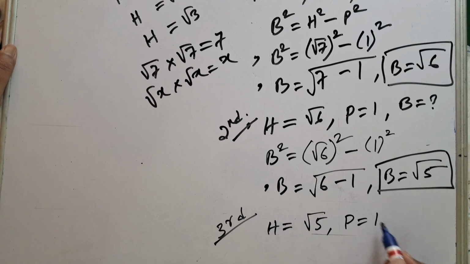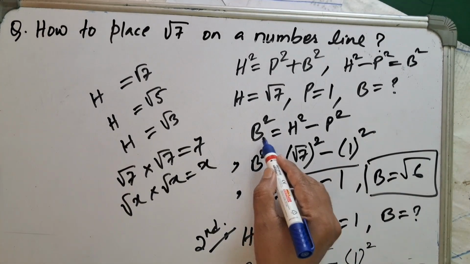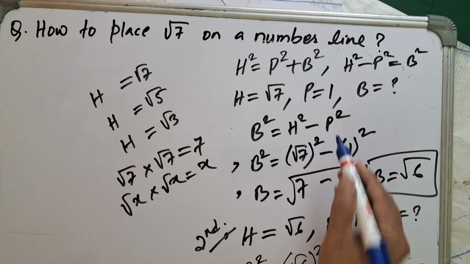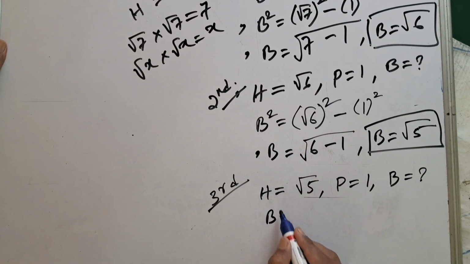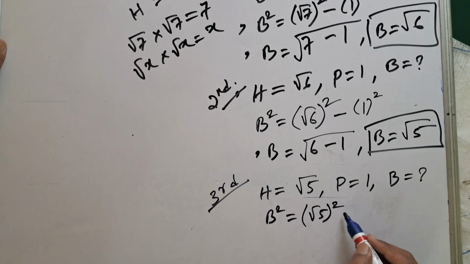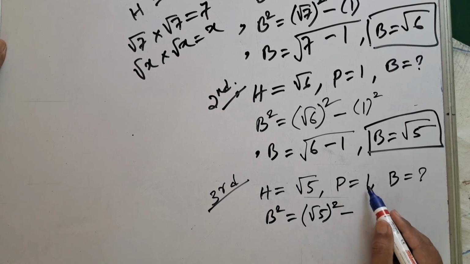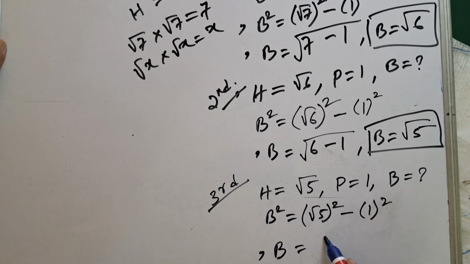Perpendicular is always 1. Now let us find the base again. From the same relation, b square equals h square minus p square. So we're going to find the base. b square equals h square minus p square. H is root 5, so root 5 square minus p square. P equals 1, so 1 square. Root 5 square means 5. Root 5 into root 5 is 5.